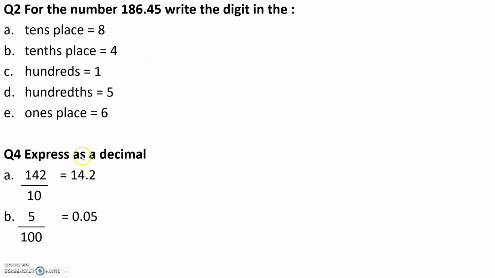Now, express as decimals. 142 upon 10. So, we'll write this number fully, 142. And see your children, 10 is there. So, 10 has only one 0. So, from the back side, we'll count one number and we'll put a point. So, the answer is 14.2. Next, 5 upon 100. We'll write 5 first. Since there are two zeros in the 100, we'll be having two numbers after the point. So 5 we already have. That means one number we already have. In front, we'll put 0. We'll put a point and then we'll put one more 0.